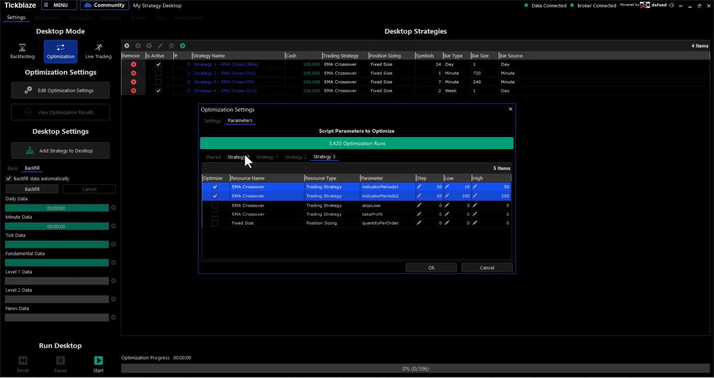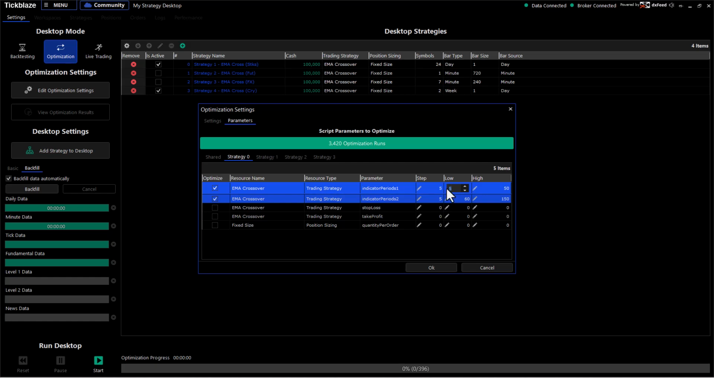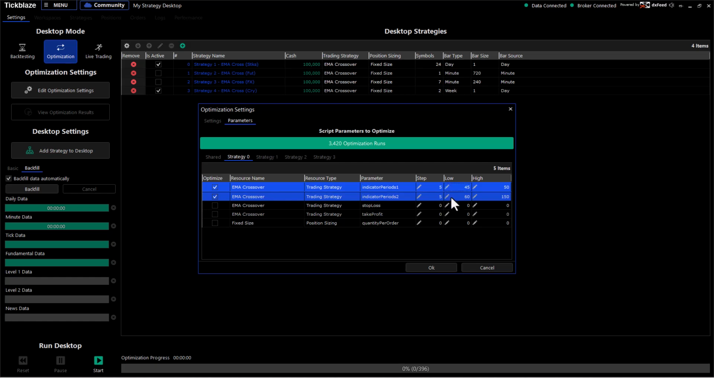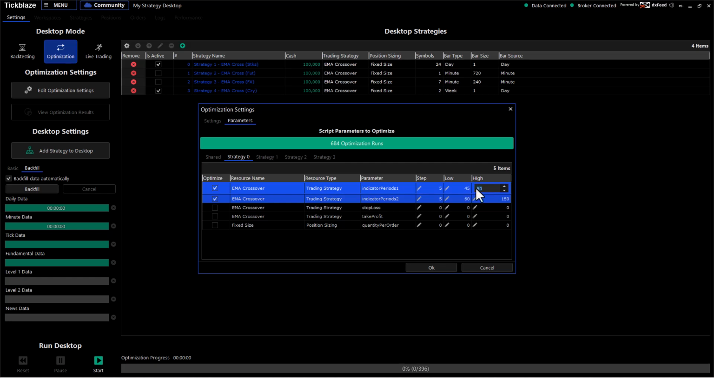Now you're going to notice that on the first one, we already determined what the best variables were for the strategy, right? I believe it was 45 was the answer on the EMA. And the way that Tickblaze is designed, you always have to make sure that you have a low to a high. If you put these to the same number, you're going to get an error in the script.